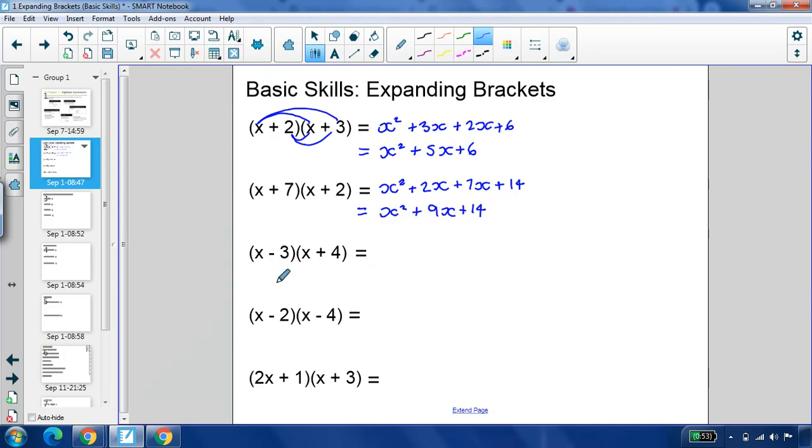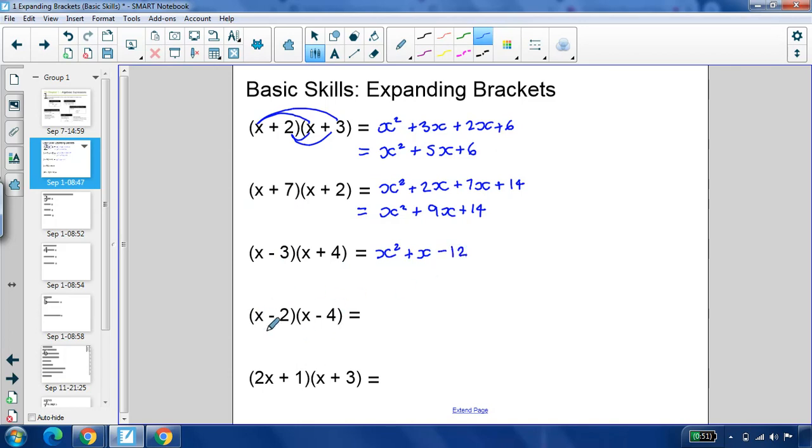Moving on to this one, I'm going to skip a step now, so I'm just going to go straight from here to this final step. So x multiplied by x is x squared. Then I've got a 4x and a minus 3x. 4x minus 3x is just 1x. Then I'm going to do minus 3 multiplied by 4, which is minus 12.